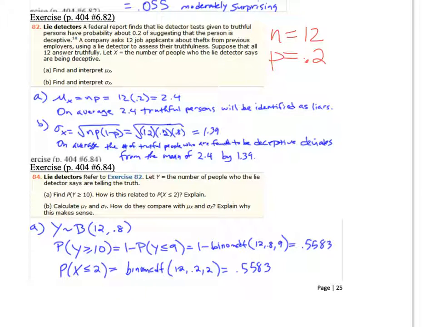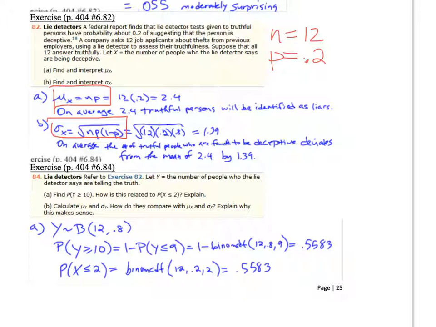If we calculate mu, we showed you that there was a binomial formula for that. Mu of X equals n times p. So we take 12 times 0.2. We would expect on average 2.4 truthful persons will be identified by the lie detector as liars. The standard deviation formula is sigma X equals the square root of n times p times 1 minus p. Crunch that out to 1.39. On average, the number of people who are found to be deceptive deviates from the mean of 2.4 by 1.39. Remember, standard deviation is always interpreted as an average deviation from the mean.